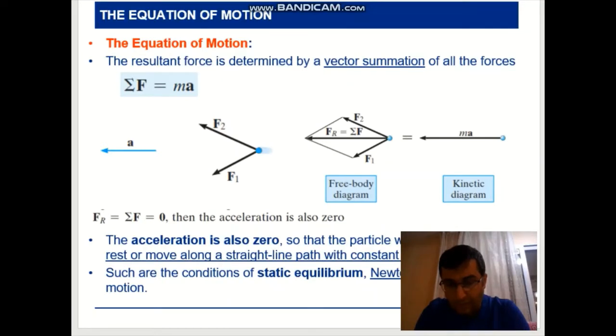If we have the resultant force, we need to make a kinematic diagram, where the acceleration of this particle is located, the direction. Okay, so in the free body diagram, we are going to state all the components of the particle. Then after that we are going to use our kinematic diagram in order to find the direction of the motion.